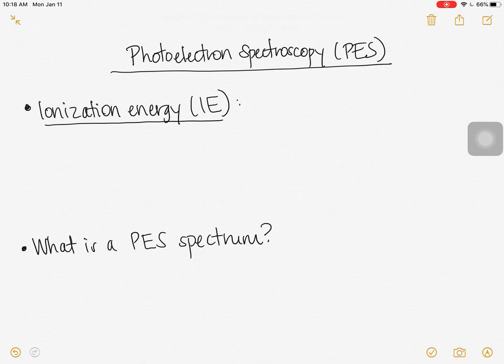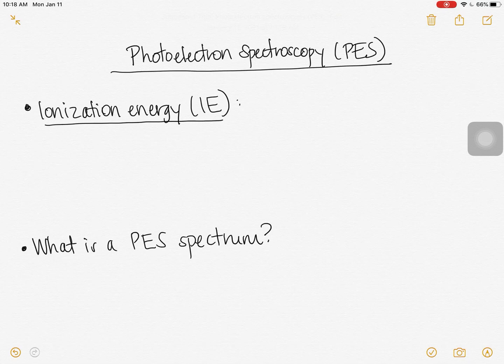This video is on PES, which stands for photoelectron spectroscopy. So it's a big word, or two words, I guess, but it's actually a fairly simple idea once it's explained. It's a combination of two things: our understanding of ionization energy, which we've just been talking about, and electron configurations. So 1s2, 2s2, and so on and so forth. So this idea combines those two things graphically to produce something called a PES spectrum.